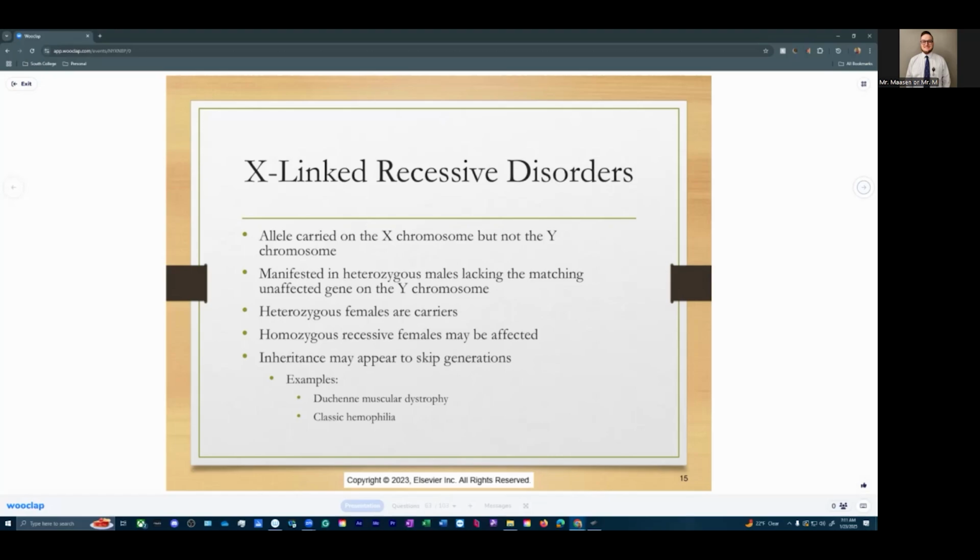And then there's X-linked recessive disorders. And again, Fragile X is an example of X-linked dominant, so they just need the one allele from the parent, and bam, they're going to have it. Again, with X-linked recessive, the recessive allele that causes the disorder is carried on the X chromosome, not the Y. So sometimes females are going to be carriers of this. Sometimes inheritance skips generations. Duchenne muscular dystrophy and hemophilia are examples of X-linked recessive disorders. Basically, males don't have a matching gene on the Y, but females, because they have two X's, have the potential to be a carrier or be affected by this.